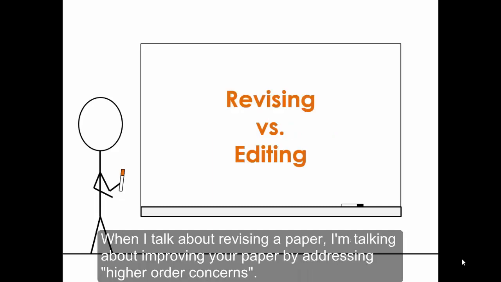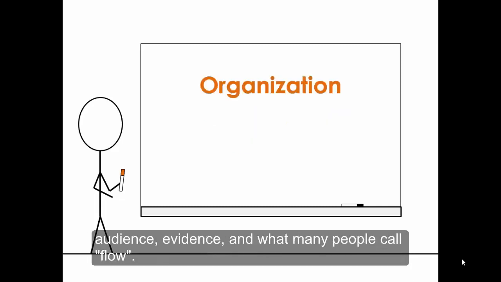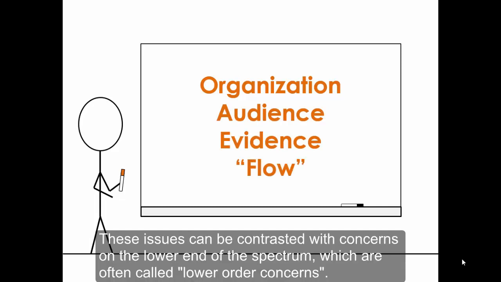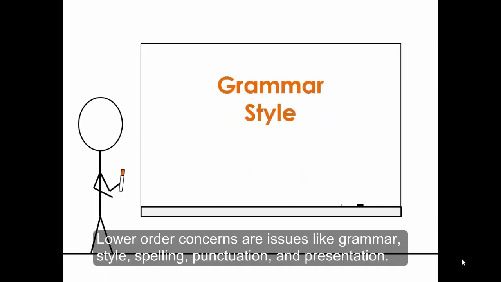When I talk about revising a paper, I'm talking about improving your paper by addressing higher order concerns. What are higher order concerns, you may ask? Higher order concerns are major aspects of your paper like organization, audience, evidence, and what many people call flow. These issues can be contrasted with concerns on the lower end of the spectrum, which are often called lower order concerns. Lower order concerns are issues like grammar, style, spelling, punctuation, and presentation.